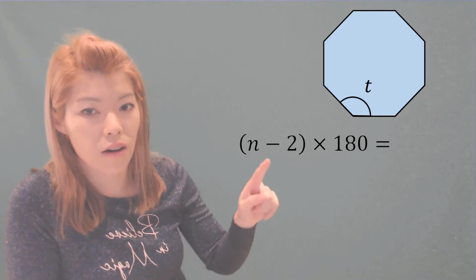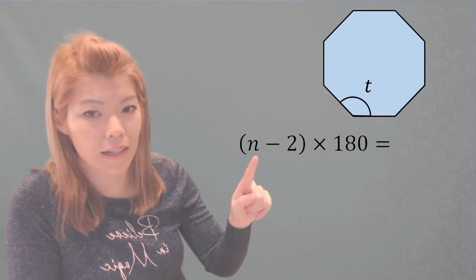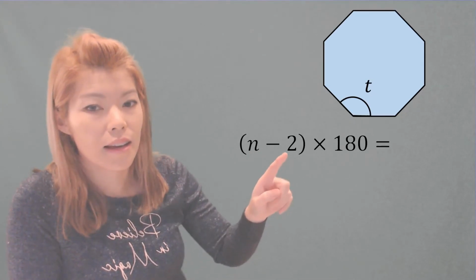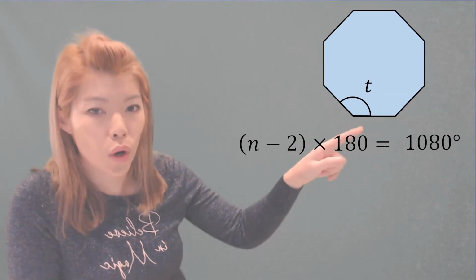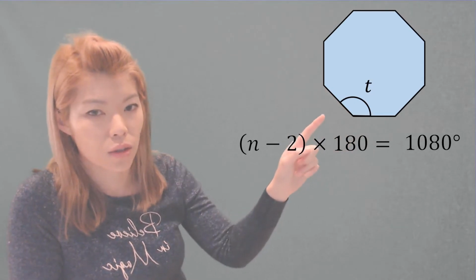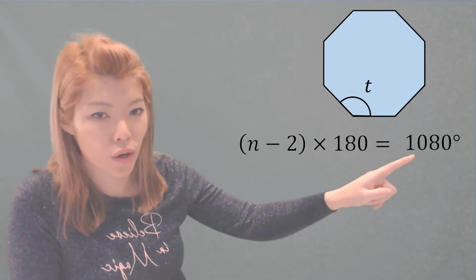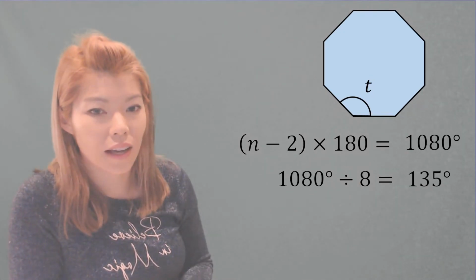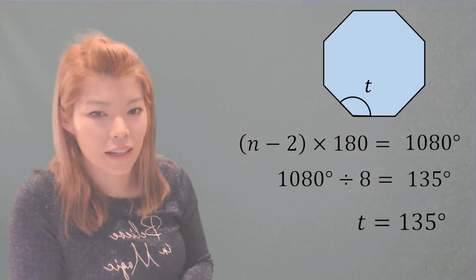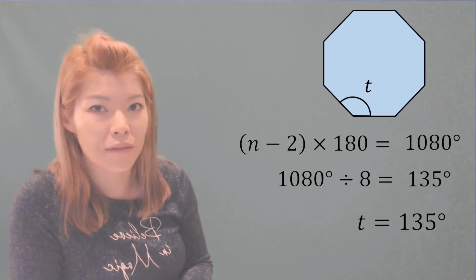What about this octagon? How do we figure out the angle T? So we have the formula of the number of sides, which is 8, minus 2 is 6. 6 times 180 is 1080. And that is the total of all the angles. To find one angle, we take the total, 1080 divided by 8 to get 135 degrees. So T is equal 135.